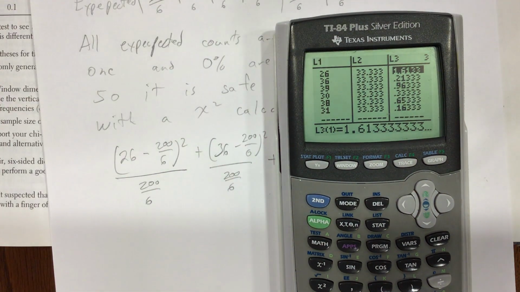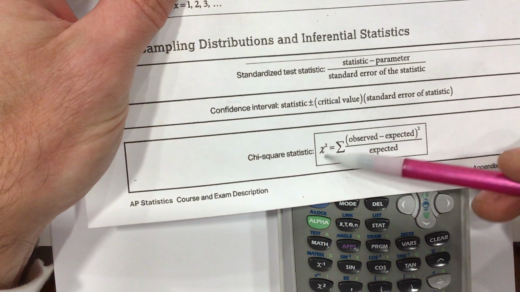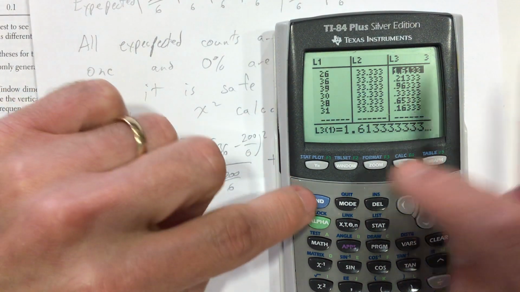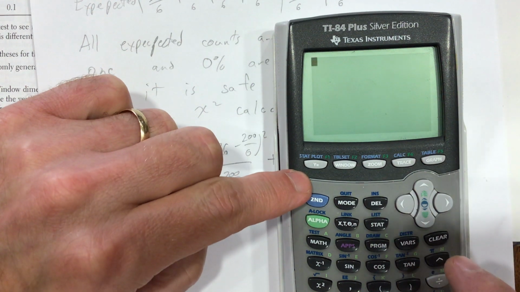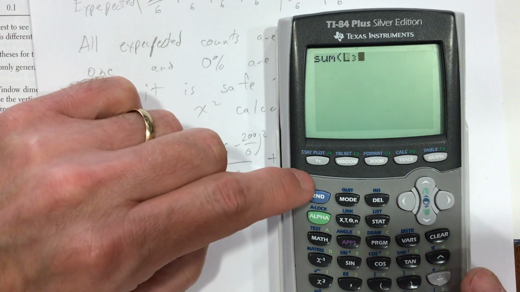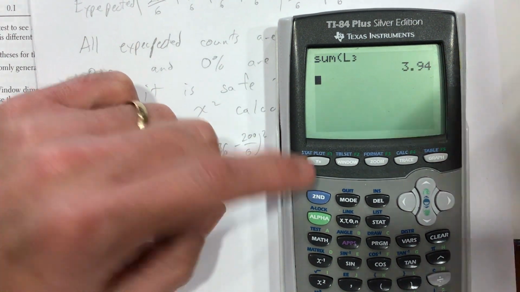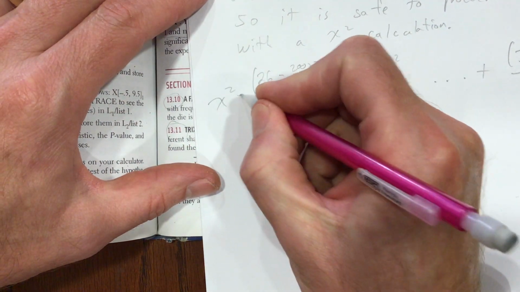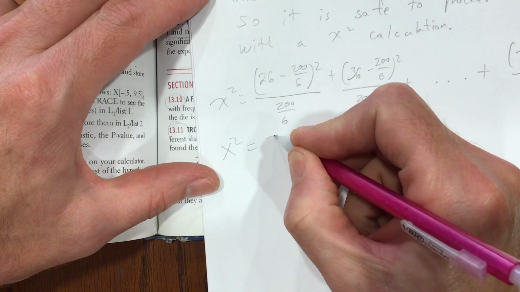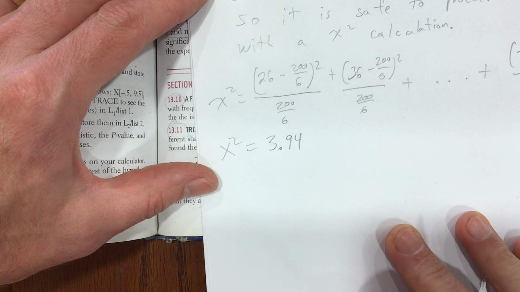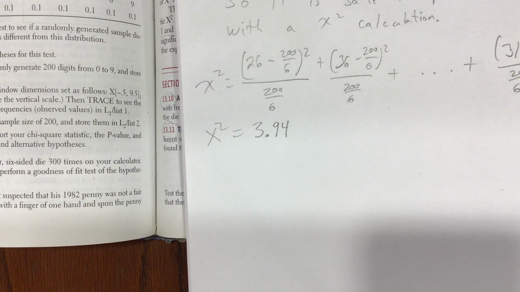Okay, so I just plugged in that formula right there minus the summation, right? So now I just have to do the sum of list 3, and I've got my chi-square. So let's see, list, math, sum of list 3. And there we go. So this is 3.94. Okay, so that's how you can do it. If you don't have the feature, it really isn't that hard. You just enter the formula into an empty list.